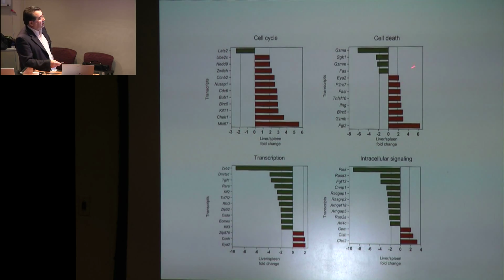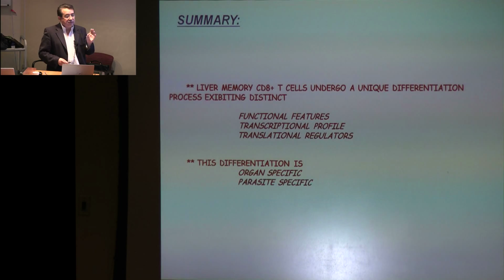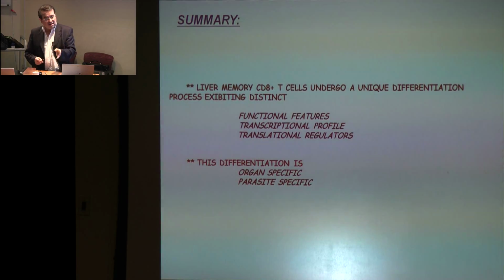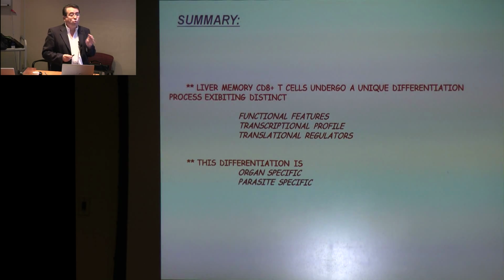They do express higher amounts of certain effector molecules such as granzyme B and FAS. They have a much more down-regulated transcriptional profile for transcription factors and some intracellular signaling. We're not going to go into detail of what is what. The bottom line that is important here is that CD8 cells are not equal to CD8 cells equal to CD8 cells. The CD8 cells differentiate depending upon where they go.